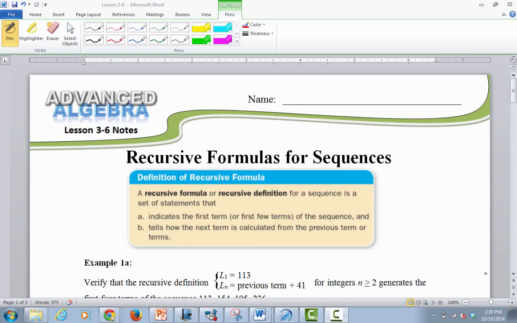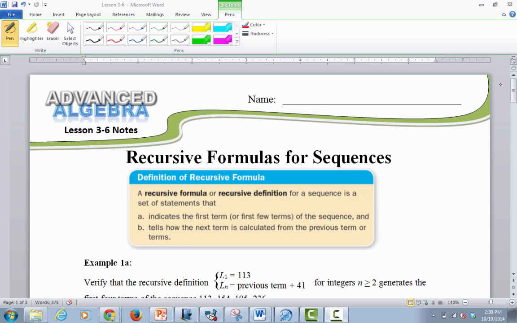A recursive sequence is one that looks in the past and does something to something that happened before and makes a change. Okay? So here, we're looking at this definition. A recursive formula or a recursive definition for a sequence is a set of statements that A, indicates the first term or the first few terms of the sequence, and B, tells how the next term is calculated from the previous term or terms. Okay?